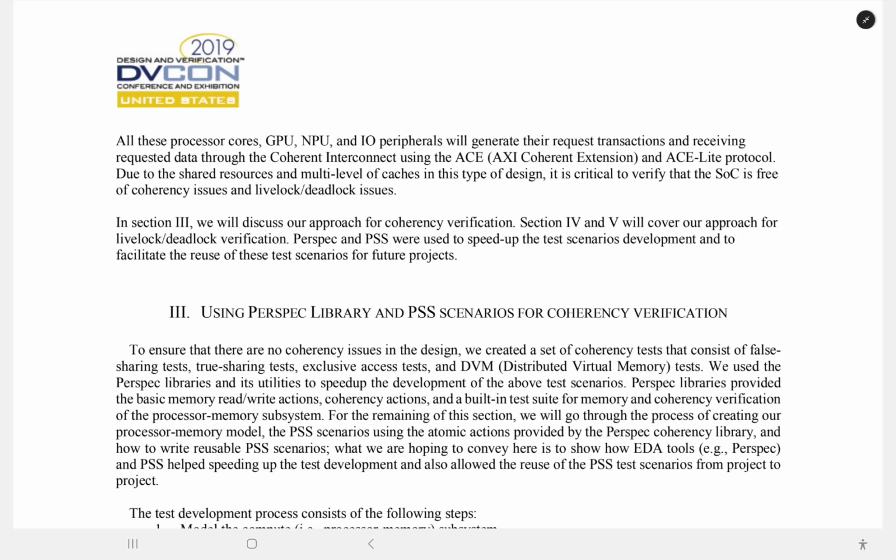Perspec and PSS were used to speed up the test scenario development and to facilitate the reuse of these test scenarios for future projects.